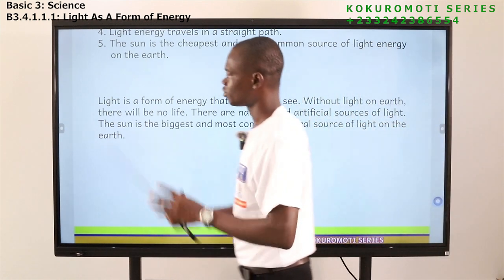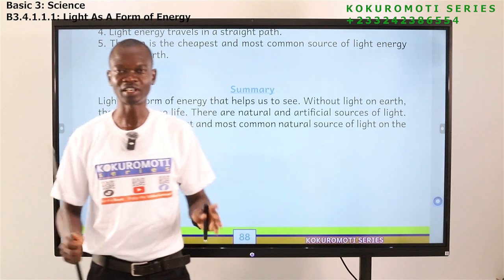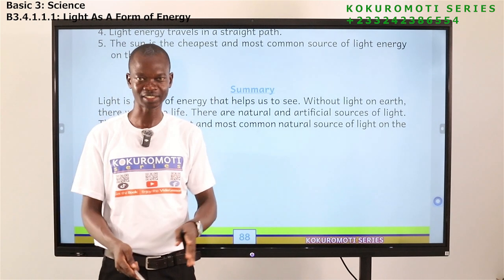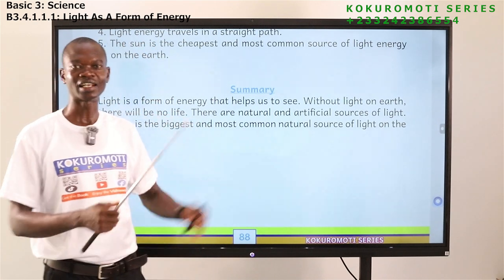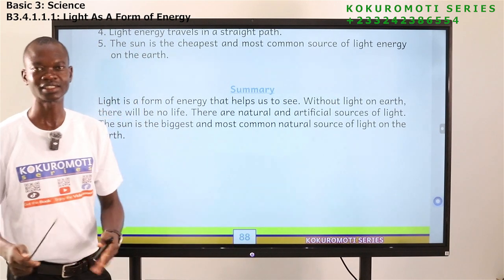So today we have learned about the sun. We have learned about light. We have learned about sources of what? Light. And we are saying that there are different sources of light. Some are natural, some are artificial. Light helps us to what?